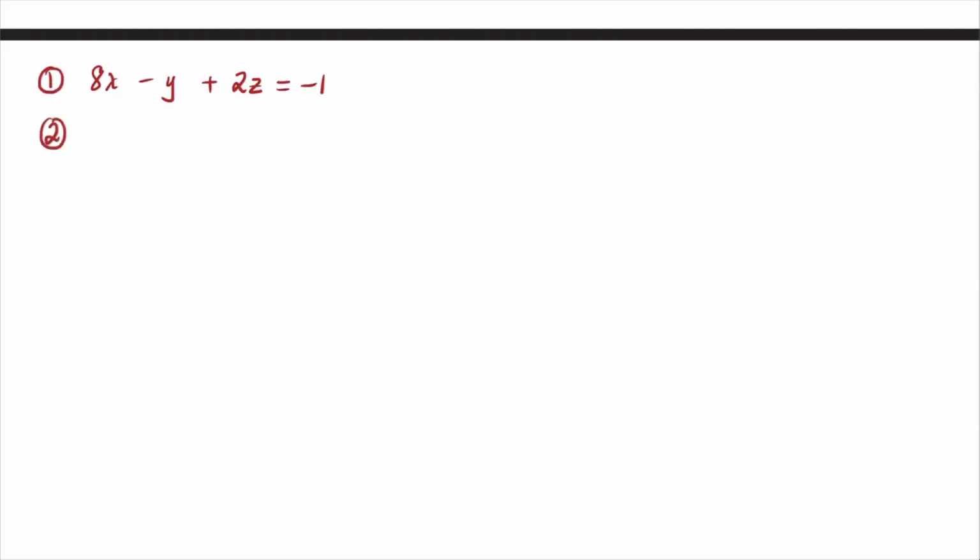Equation 2 is x plus 2y minus z equals -9. Equation 3, 2x plus 2y minus 3z equals -14. So it's a system of three equations.